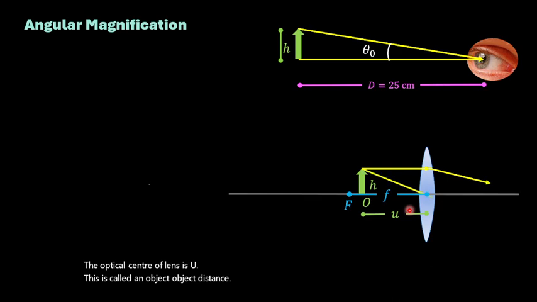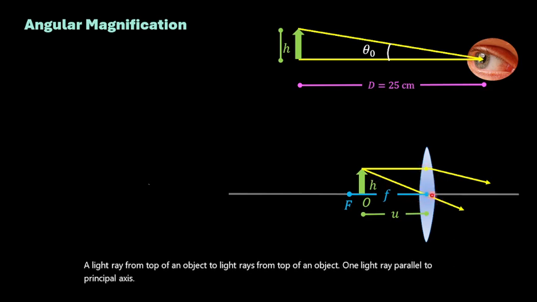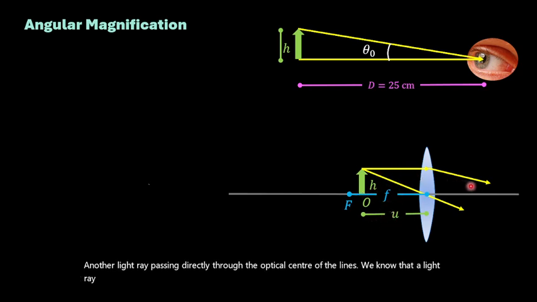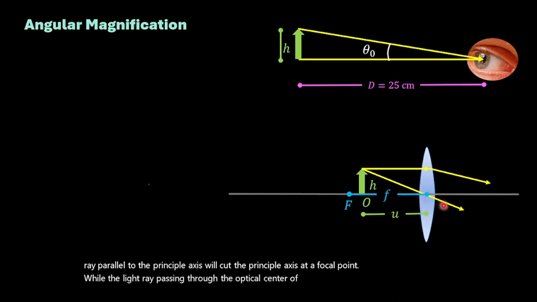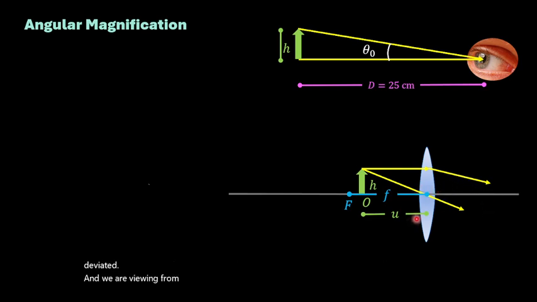Two light rays from the top of an object: one light ray parallel to the principal axis, another light ray passing directly through the optical center of the lens. We know that a light ray parallel to the principal axis will cut the principal axis at the focal point, while the light ray passing through the optical center of the lens passes through and is undeviated. And we are viewing from this side of the lens.